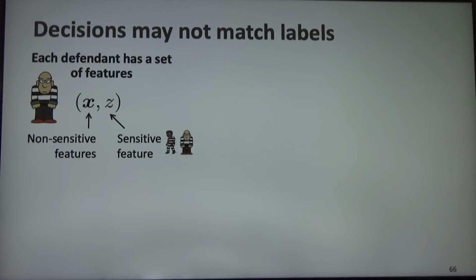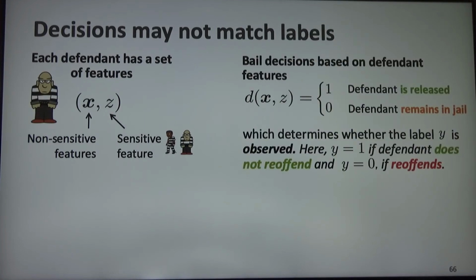And these decisions, and we were talking about that also yesterday when I said ground truth, do not necessarily need to match the labels. As an example, if we come back to our example of defendants in a pretrial bail scenario, the decision is going to be whether we release the defendant from jail before the trial or not. But the label is going to be whether, given that we have released that defendant, he reoffends. For example, in the COMPAS data, the label was whether people reoffended within 2 years of release.